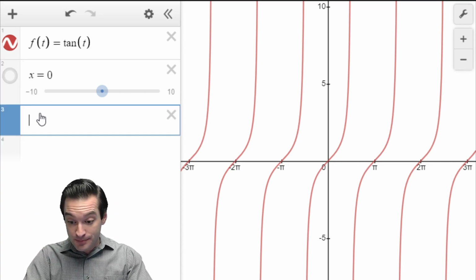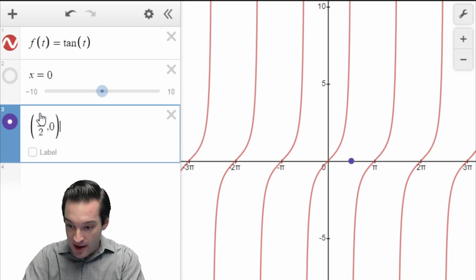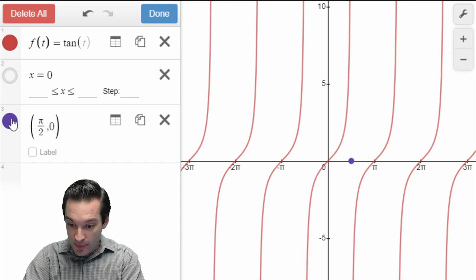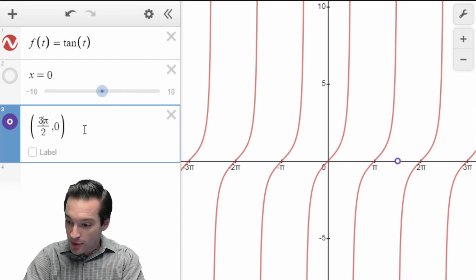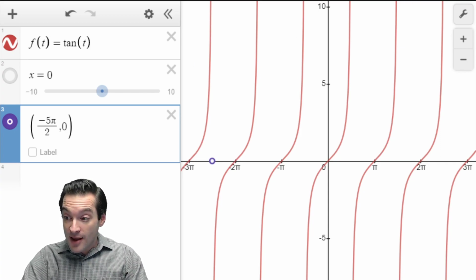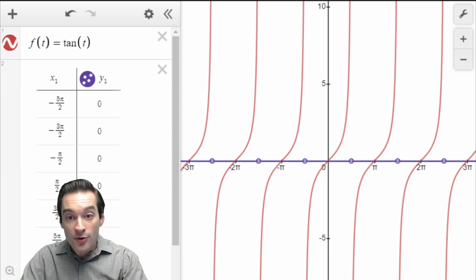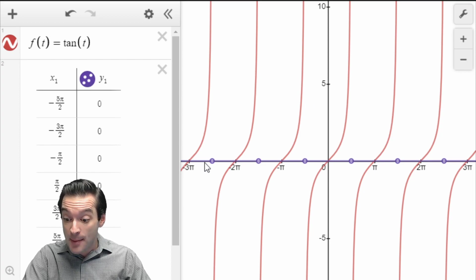Well, pi over 2 does. So pi over 2, comma 0, is a point on the x-axis that is not going to get hit by this domain. But then so is 3 pi over 2, so is 5 pi over 2, so is minus pi over 2, so is minus 3 pi over 2, so is minus 5 pi over 2. So all of those points along the x-axis are not going to be a part of the domain of the tangent function.